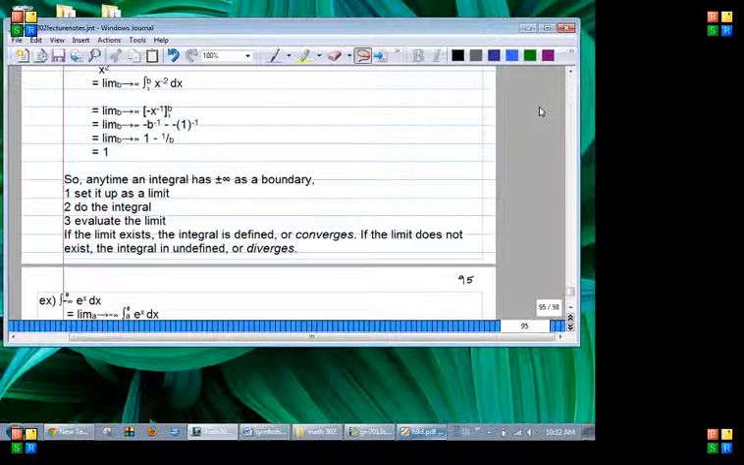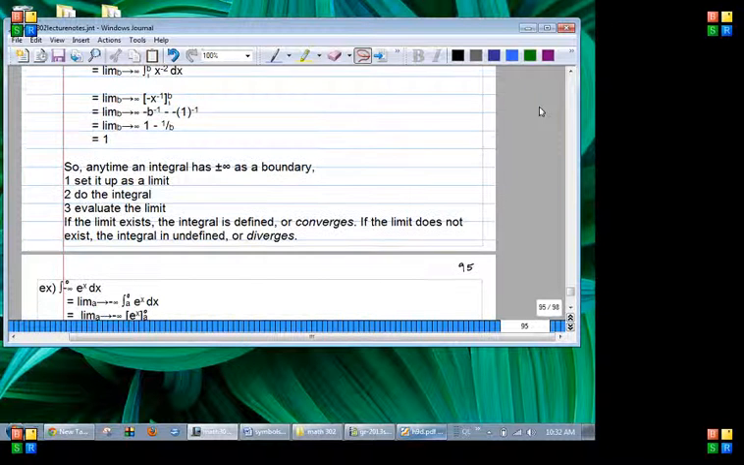You'll notice one little thing that I did: we've always used the notation where the lower limit is a and the upper limit is b. I'm just going to stick with that because that makes sense for us, and we're used to it. Now we have it set up as a limit, so we can just do the integral like we normally would.